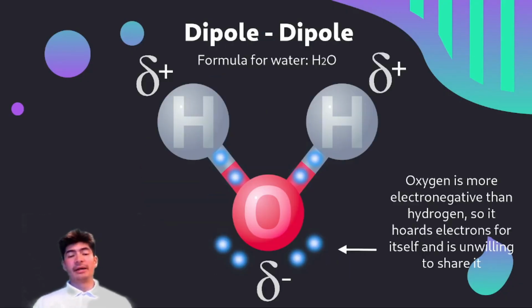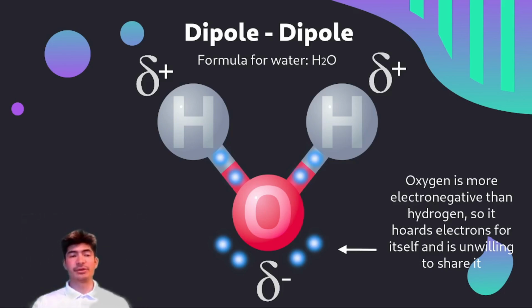In water, we have two hydrogens bonded to an oxygen, and the oxygen is very electronegative, which means it has more protons than those hydrogens. So the positive charge from all its protons is going to attract all the electrons. It's hogging all of the electrons, and electrons are negatively charged. That means oxygen will be negatively charged relative to the hydrogen. The hydrogens are having their electrons pulled away by the oxygen.